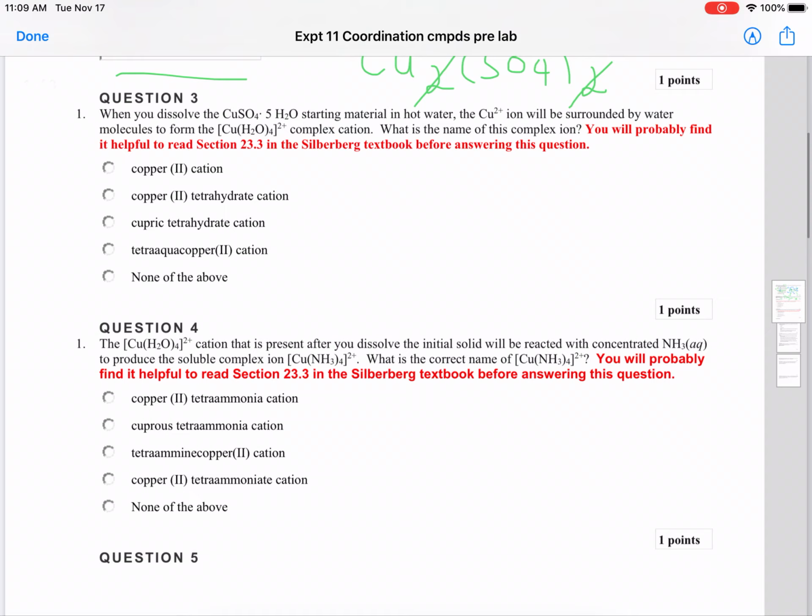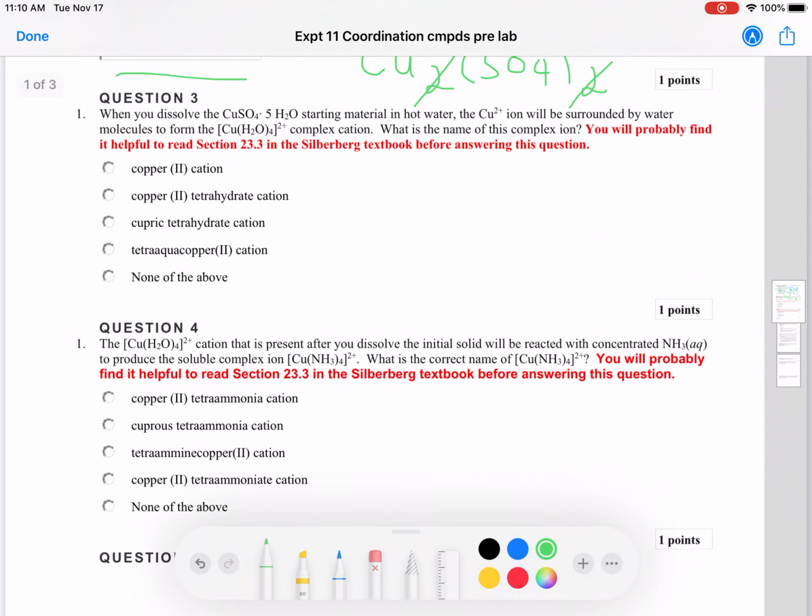Question 3. When you dissolve copper sulfate pentahydrate starting material in hot water, the copper ions will be surrounded by water molecules to form... Okay, so this is what you're going to be doing in your experiment. You will read the procedure. You take copper sulfate pentahydrate, I believe about 7 grams, and you dissolve it in water. Yes, so you take 7 grams and you put it into water.